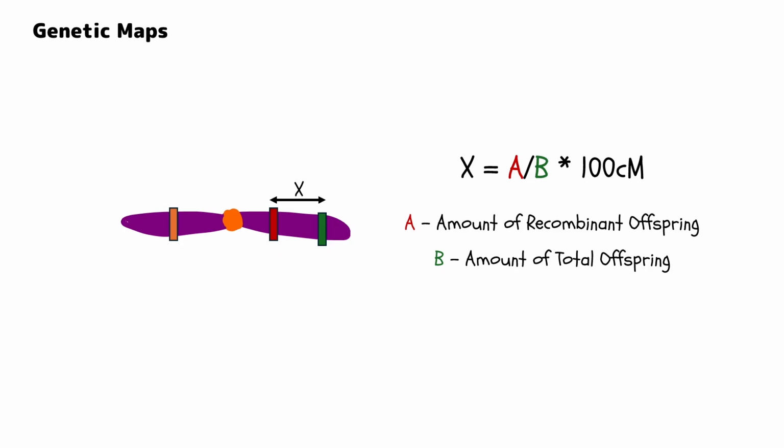But when they are linked, meaning they are on the same chromosome, this A is a lot smaller. As such, we can get some approximate value, and we multiply it by 100 because we're measuring in centimorgans, meaning the hundredth.